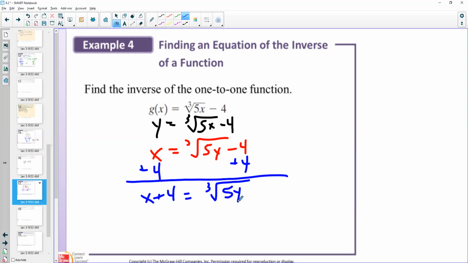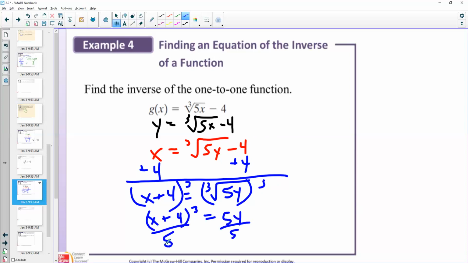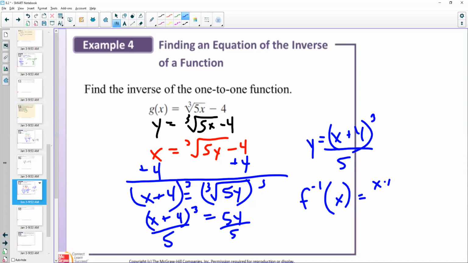Well, to undo a cube root, right, I have to cube both sides. I'm not actually going to work out what that cubed is. I'm just going to keep it like that. X plus 4 cubed equals 5y. And then I'm just going to divide by 5. So I get y equals x plus 4, that whole thing cubed, over 5. And then I'm going to swap out y for g inverse of x. Done. Not the end of the world.